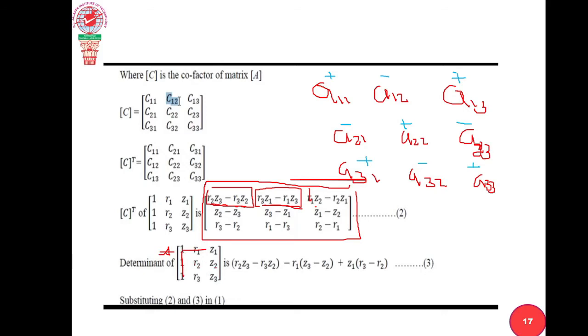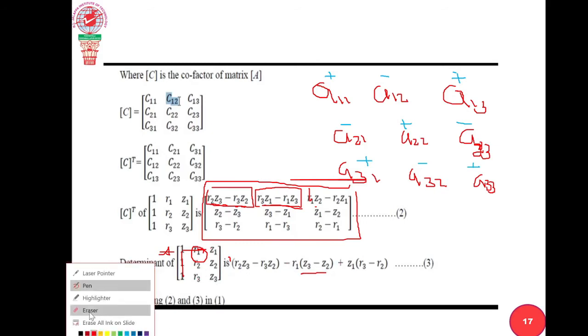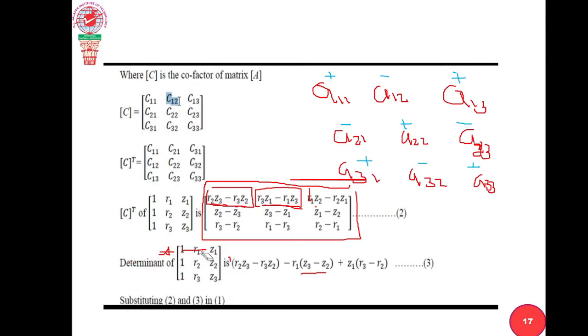1 into R2 into Z3 minus R3 into Z2. What is the next one? R1 into, what is the next one? R1 into Z3 minus, this is minus, correct? No? Yeah. Next is here plus Z1 into, what is the next one is there? I will erase this then.